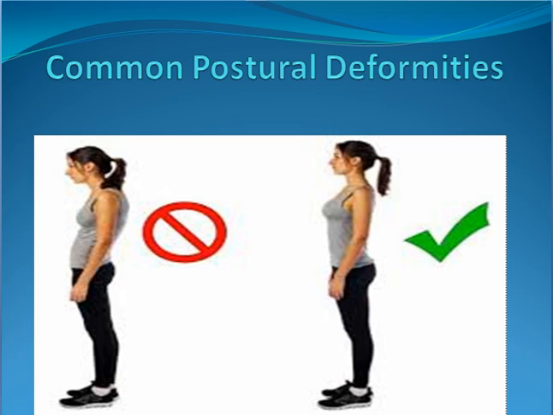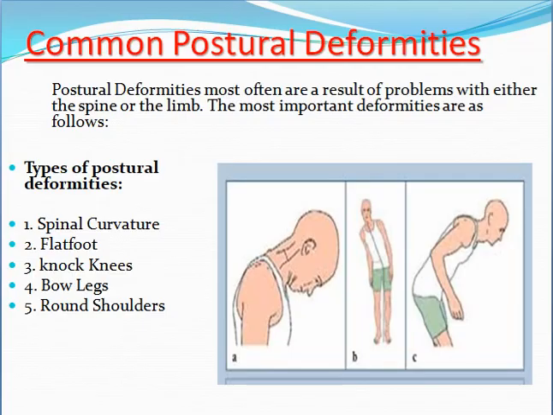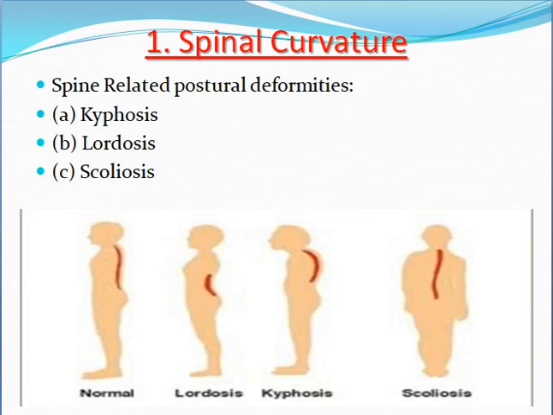The topic is common postural deformities. In the human body, postural deformities most often are a result of problems with either the spinal or limb. Most of the postural deformities are related to the spine and the body limb. The types of postural deformities are spinal curvature, flat foot, knock knees, bow legs, and round shoulders. And we are going to discuss the first topic, spinal curvature, today.